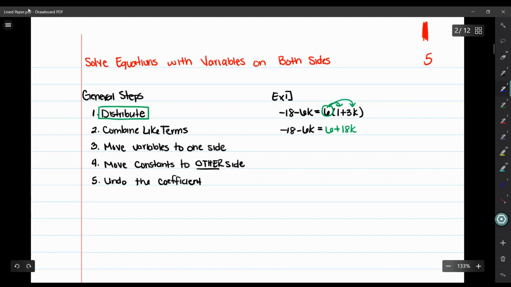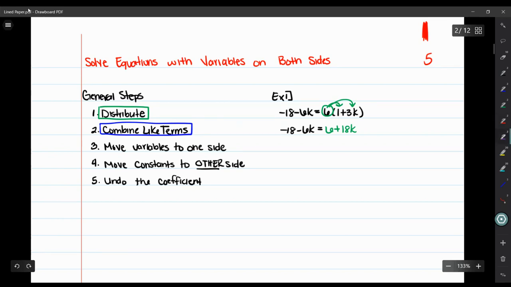Then step 2 says to combine our like terms together. So we want to get things as simple as possible. So if we look on the left, we have a negative 18 and a negative 6k. Those are not like terms, so we can't do anything with that. If we look on the right, we have a 6 and an 18k. Those are not like terms either, so I can't combine those either. So there is no step 2 here. This is as simple as it's going to get for now.